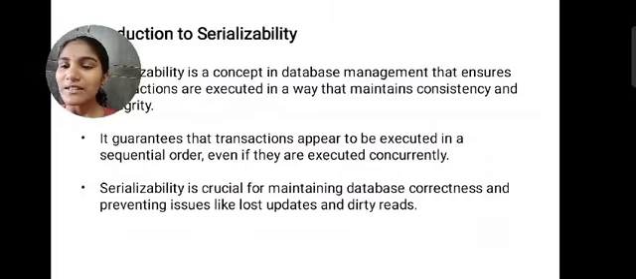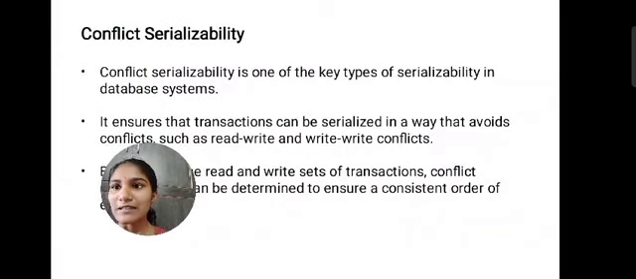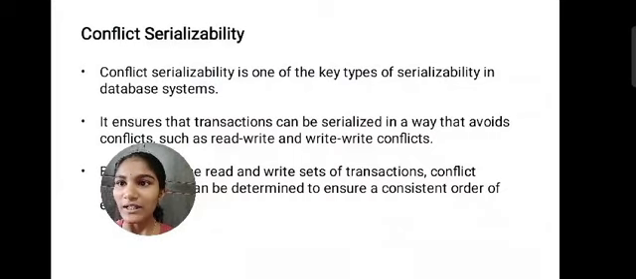So serializability is crucial for maintaining database correctness and preventing issues like lost updates, dirty reads and deadlock, and other issues that happen during the parallel transactions. In order to avoid all these issues, serializability is crucial for maintaining database correctness. And next, coming to conflict serializability, and there is one more serializability called view serializability.